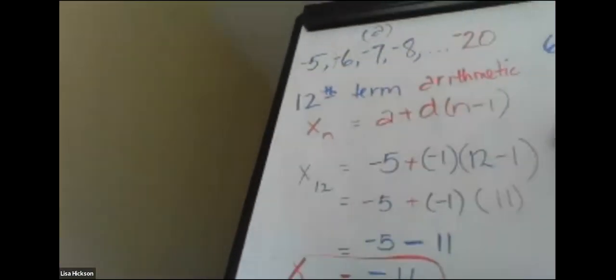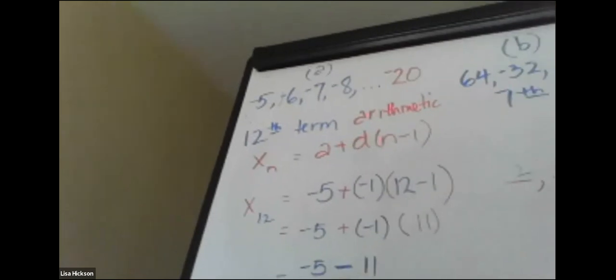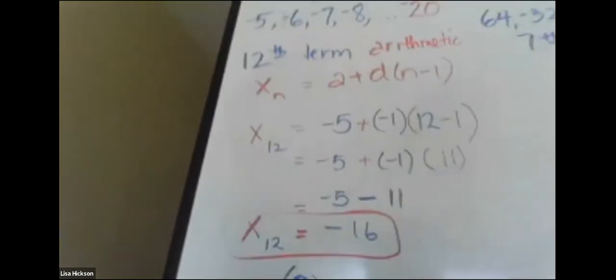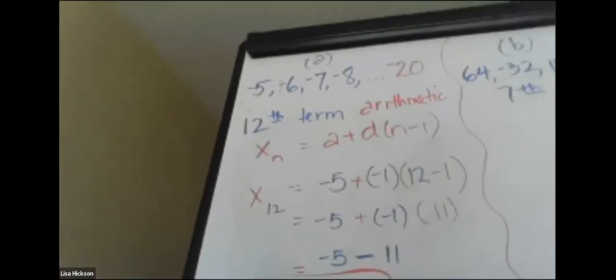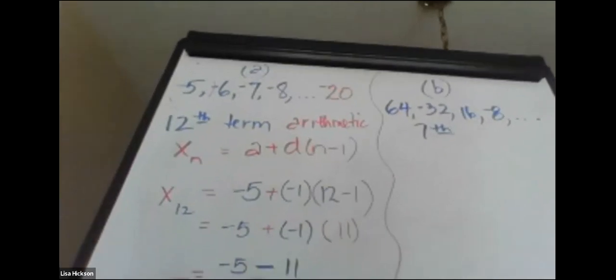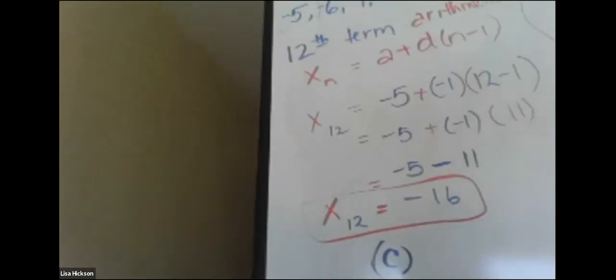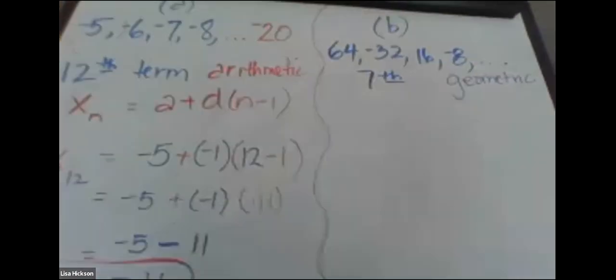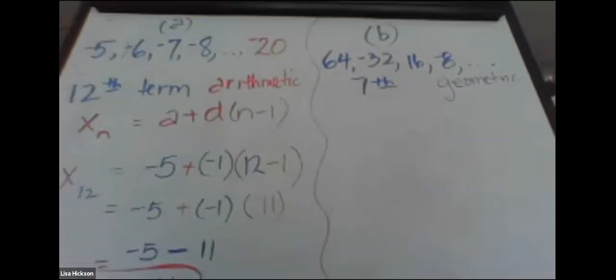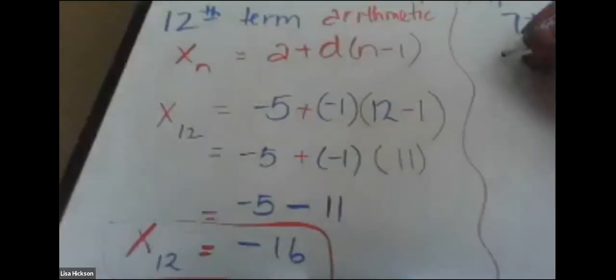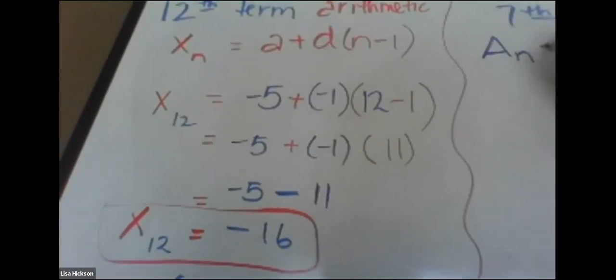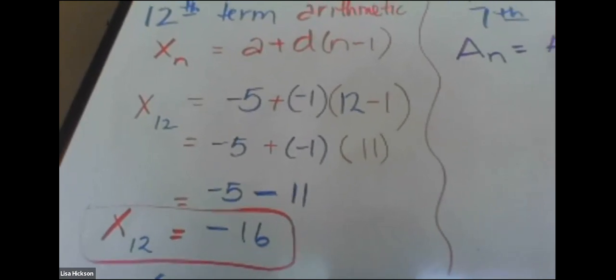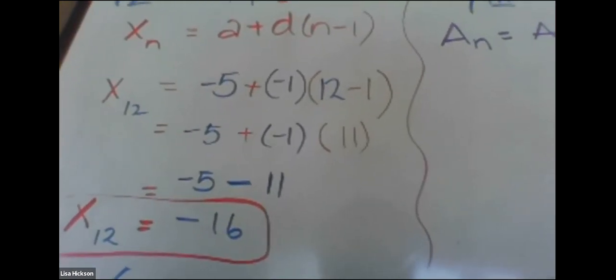All right. So what about the second one? We're looking for B. We are looking for the 7th term. So, geometric. All right, yep, it's geometric. All right, so now, how is the sequence moving? So let's start with the formula first. We got A sub N is equal to A times the ratio raised to a power.